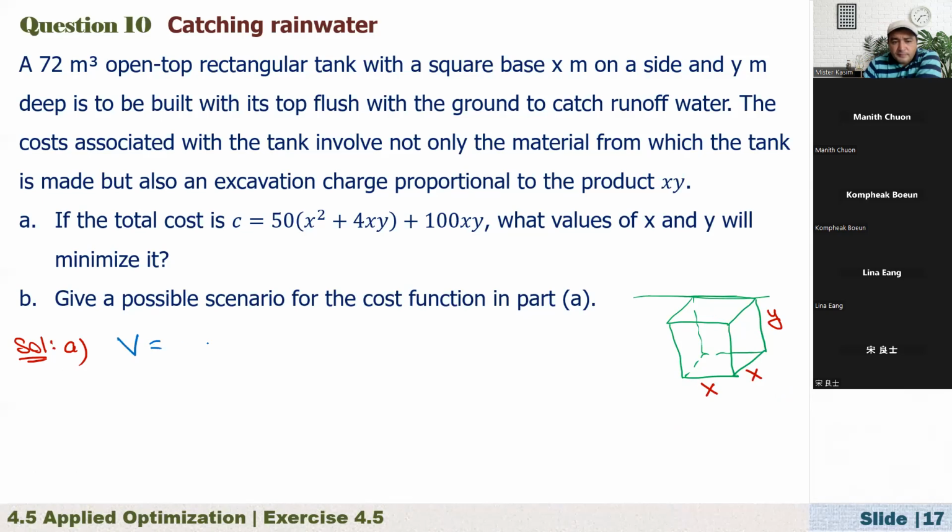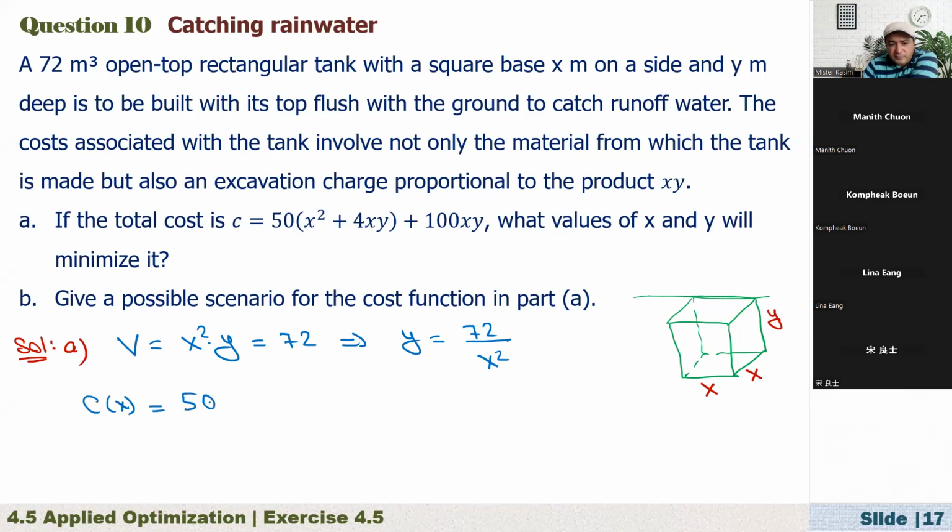Volume. What is volume? It is x squared, the base, times height, so that is equal to 72 cubic meters. And the total cost is given by this; what values of x and y will minimize it? Now from here, I can express x squared or y. I think we better express y. So y is equal to 72 over x squared. Now we can express our cost function in terms of only x.